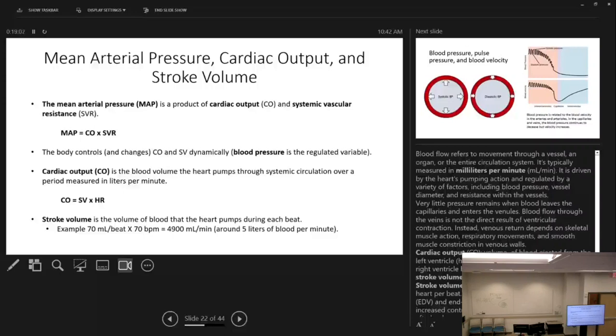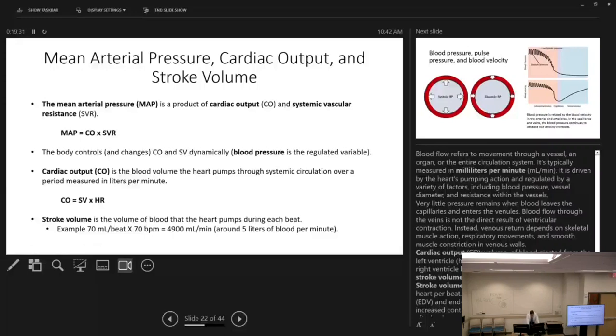And well, we have other formulas. Another way of calculating the cardiac output is simply stroke volume times heart rate. And here we have the definition of stroke volume and an example that we can use to calculate the cardiac output that we mentioned before.